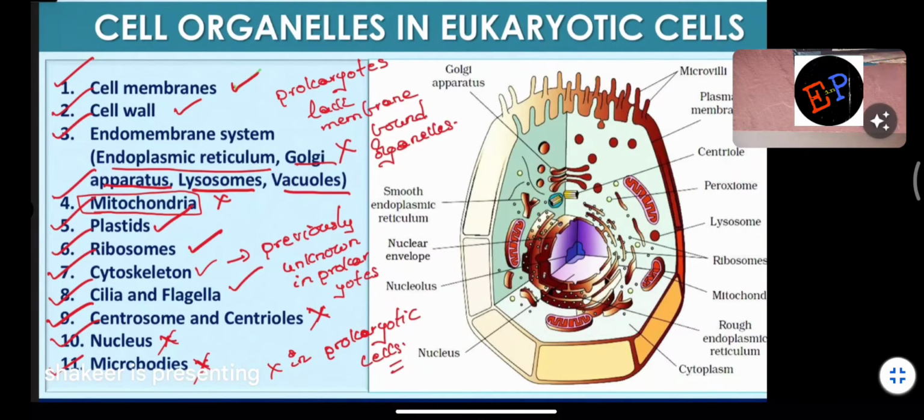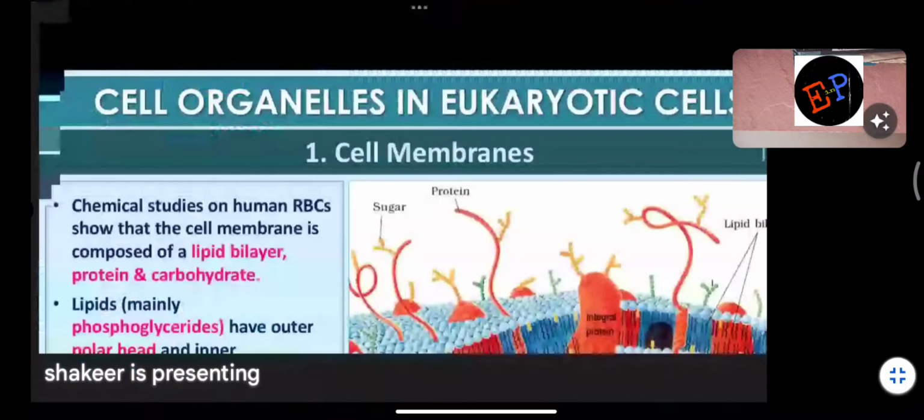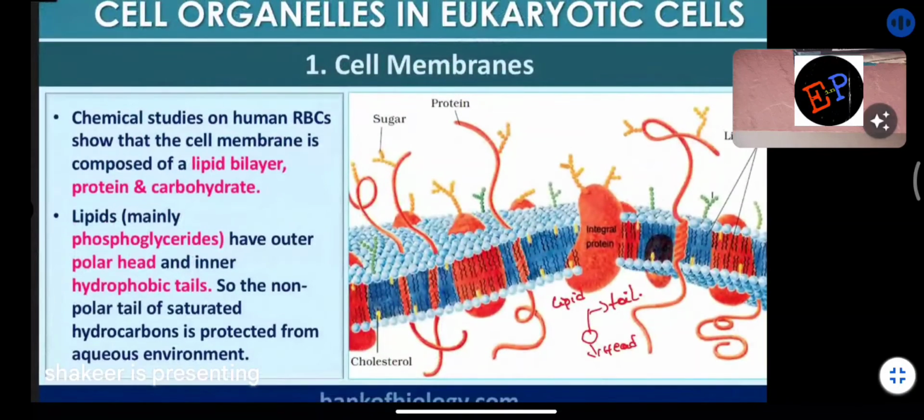So the endoplasmic reticulum, Golgi complex, lysosomes and vacuoles are all absent. Mitochondria, nucleus, microbodies, centrosome and centrioles are also absent in prokaryotic cells. This is the difference. Next, first of all, we will study all these parts. If we complete all these parts, then this completes our topic, cell: the unit of life.